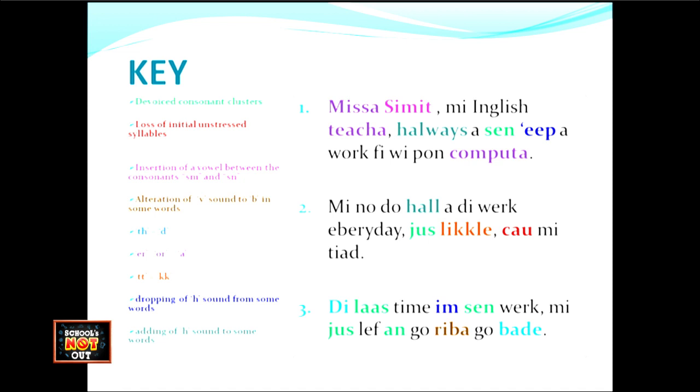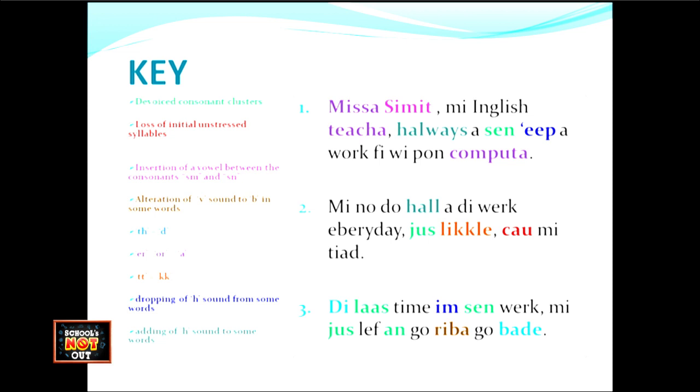The second one, and that's in red, loss of initial unstressed syllables. Sorry. So we have the first syllable of the word being dropped. So in number two, because is reduced to cause.